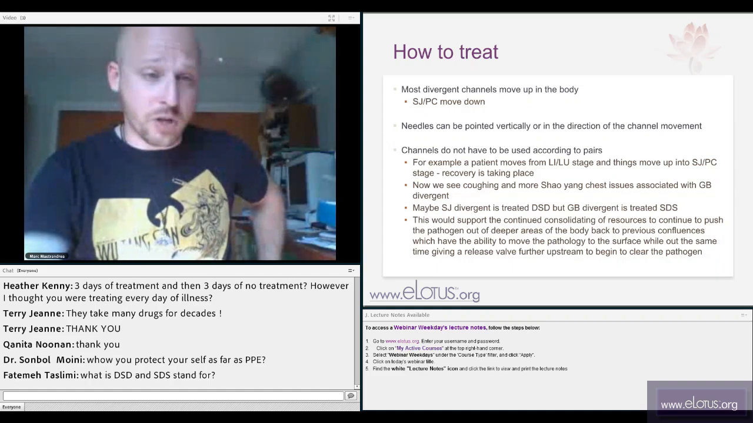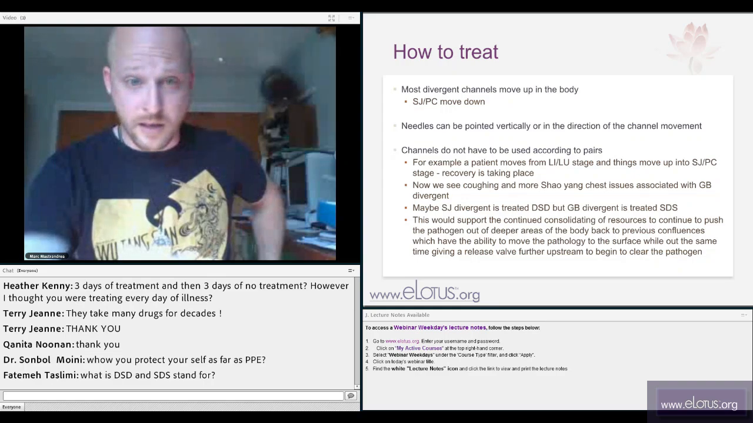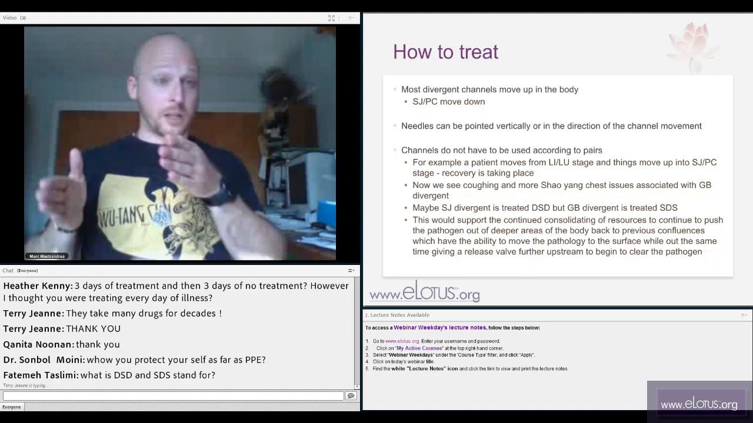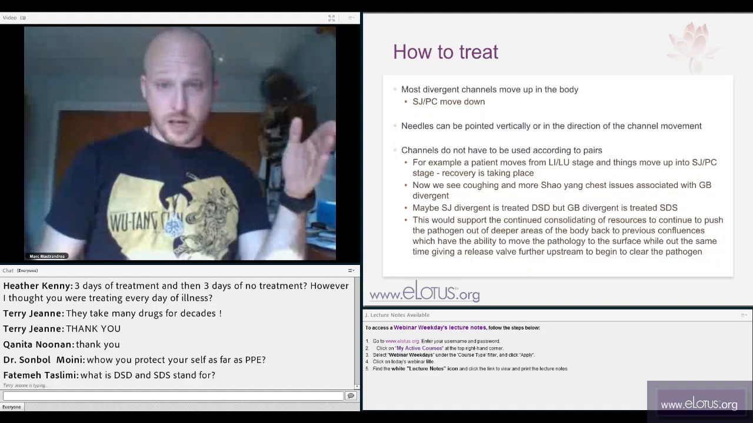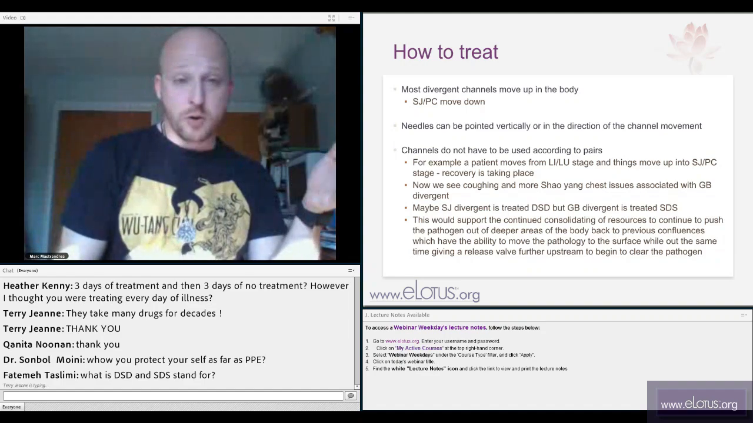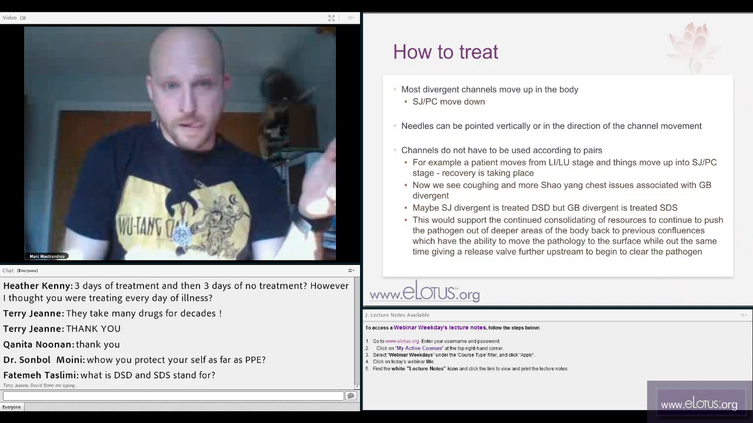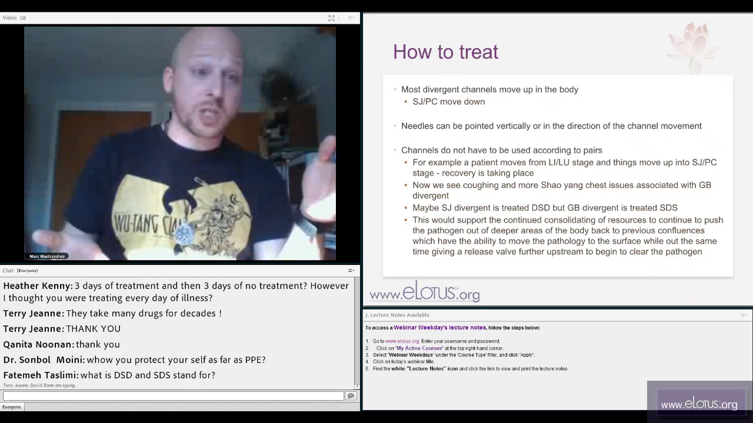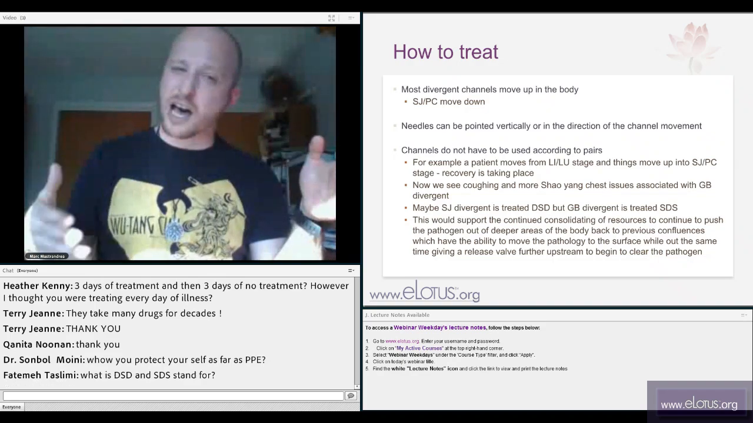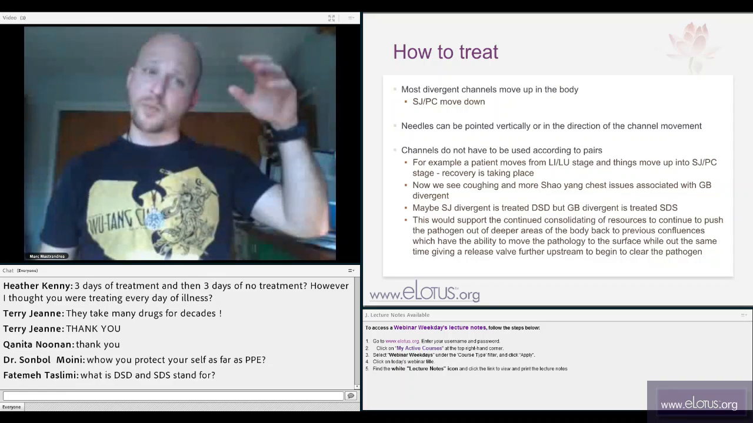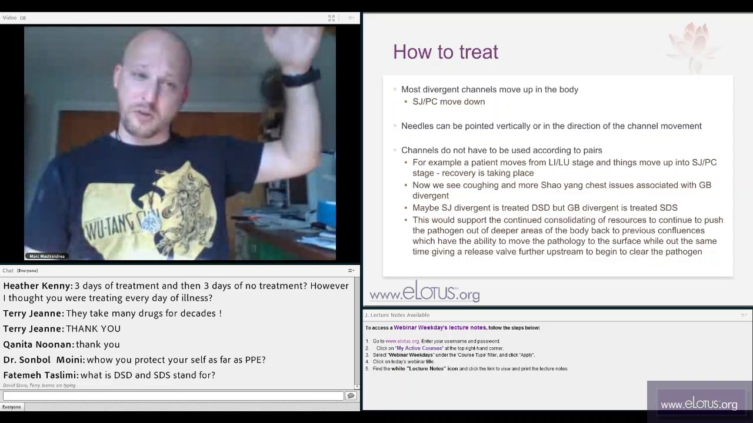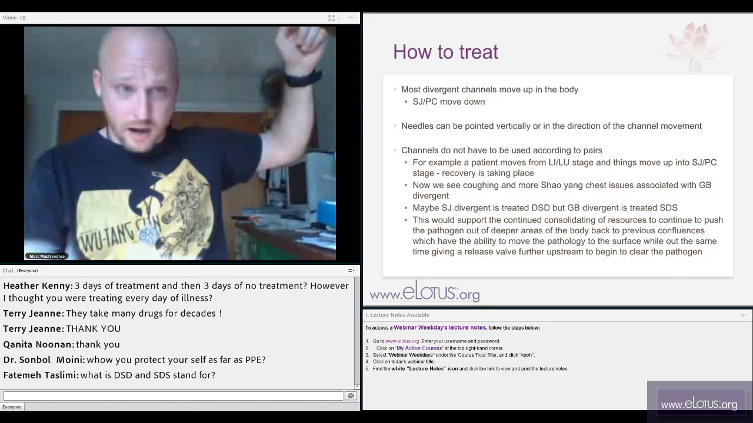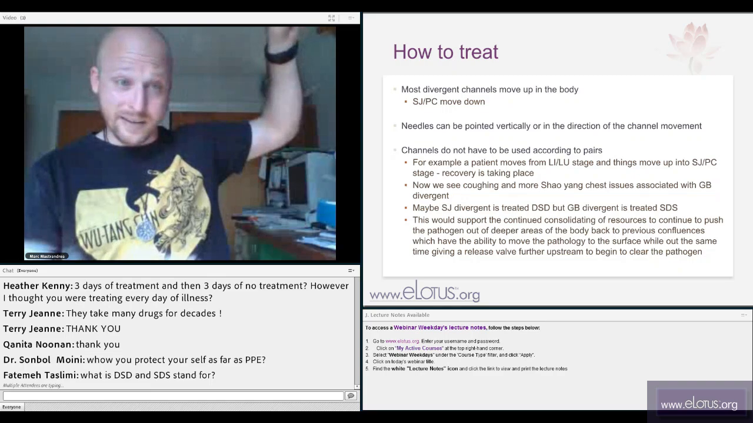Channels do not have to be used according to pairs. I want people to understand this. For example, you're treating a patient, and they move from the large intestine and lung stage up to the Sanjiao pericardium. Now you know recovery is beginning to take place, right? So now we see more coughing. Maybe we even see them start to move up into the gallbladder, but they're still having Sanjiao divergent issues. And they're having some gallbladder divergent issues with coughing and more Xiaoyang symptoms rather than the severe tightening of the lungs and large intestine. You can consolidate Sanjiao and you can release SDS gallbladder.